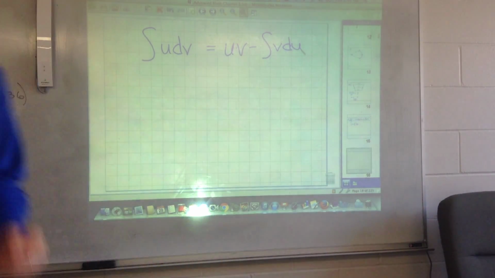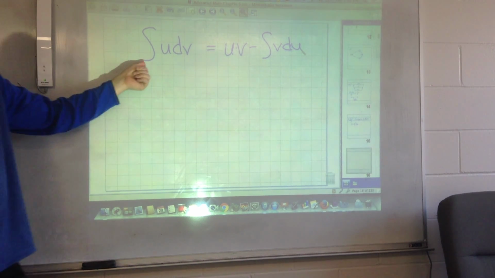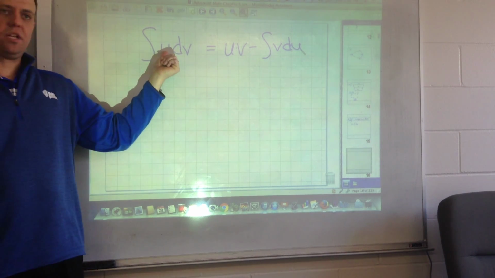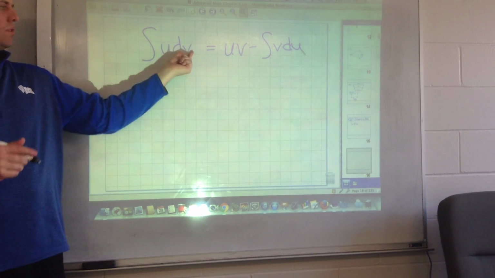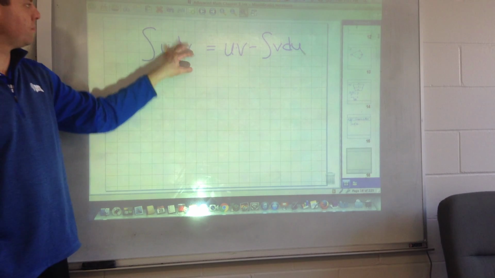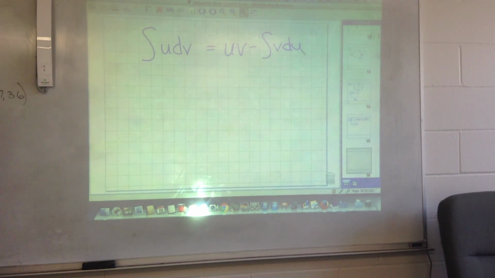Here is your rule for integration by parts. The integral of the function u times the derivative of v. So if you can write the function in these terms, you'd be able to follow this rule to help you get the antiderivative of what we started with. So uv minus the integral of v du.